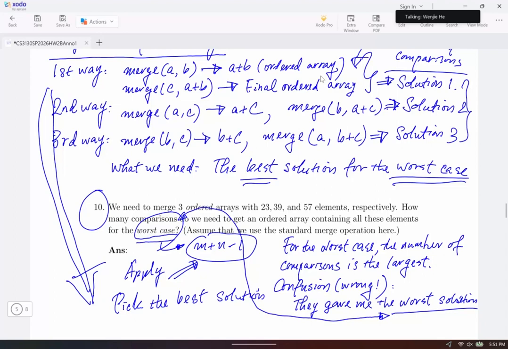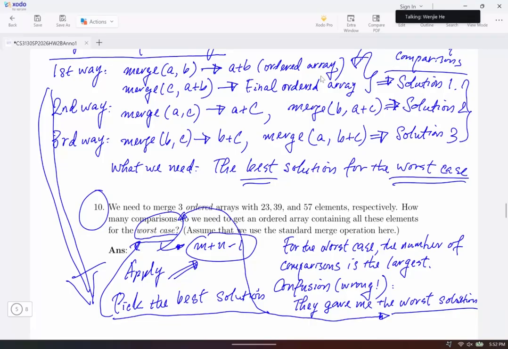Pick the best solution. Still, for the worst case, you still pick the best solution. Because some students, since you ask me for the worst solution, then I pick the worst solution. I do not pick the best. Do you think it's a confusion? For the worst case, we work on the data that corresponds to the worst case, but when we do our work, we always want to find the best solution. We don't want to find the worst solution. Think about that key difference.